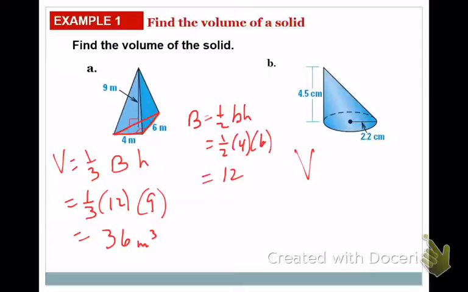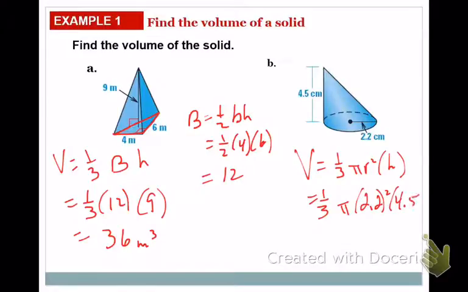Cone is the same deal. It's 1/3 times the area of the base, which is a circle, which is pi r squared, times the height. So pi times 2.2 squared times the height, which is 4.5.